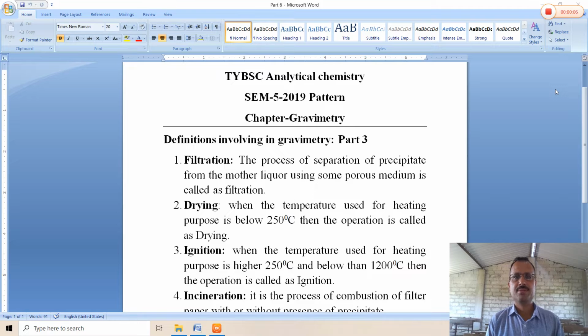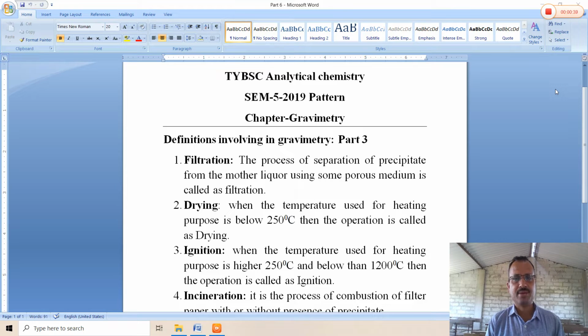This is a series of lectures for TYBSc Analytical Chemistry students, semester 5, 2019 pattern. The chapter we are going to deal with is gravimetry. In the previous lectures, we have already learned about some definitions associated with gravimetry, in part first and part second. We are going to deal with definitions involved in gravimetry, and this is part 3 of the chapter.